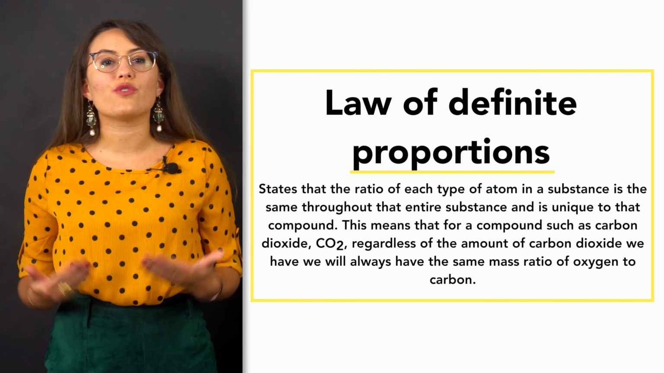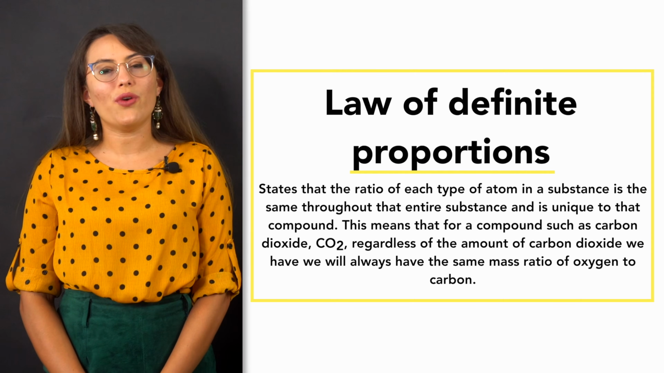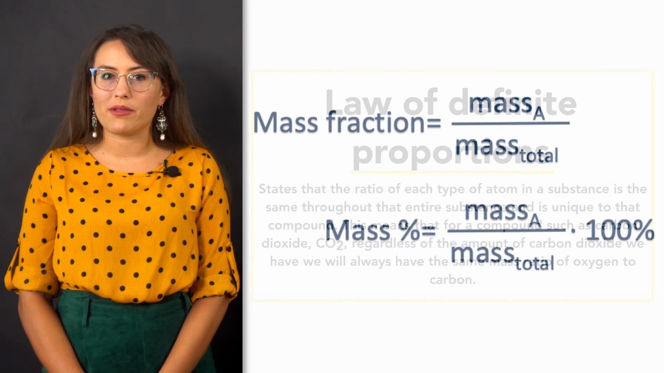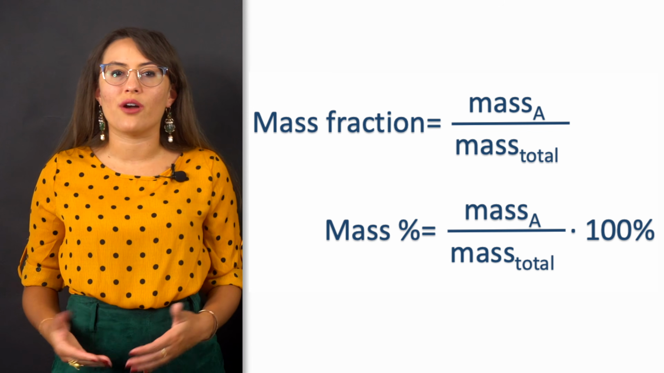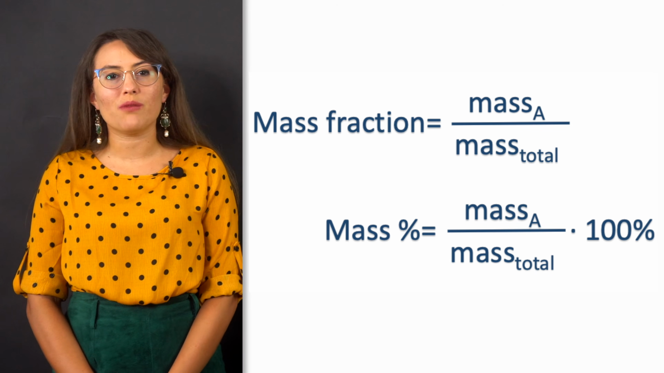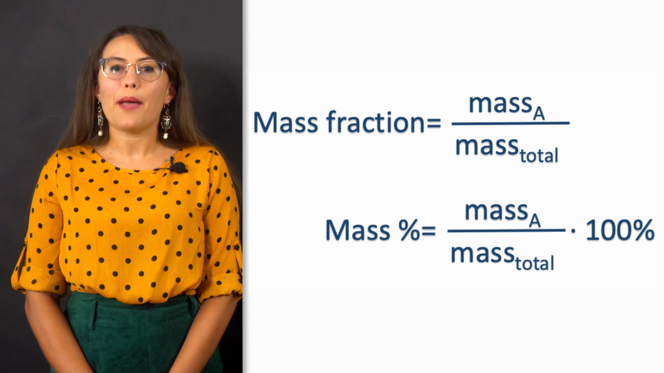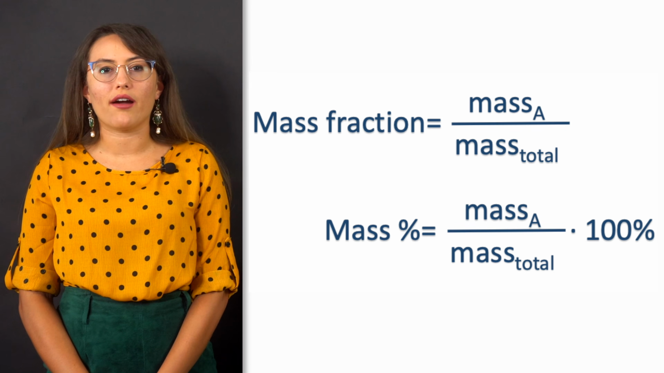This law is very useful as it allows us to calculate the exact amount of a particular component within a substance using the following formula. The fraction of a certain element within a substance, also known as the mass fraction, is equal to the mass of that component divided by the total mass of the substance. Mass fraction can also be expressed as a percent by multiplying it by 100.